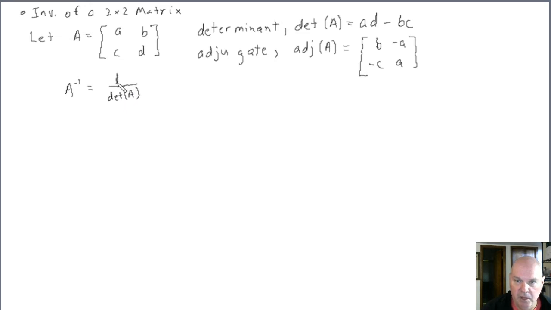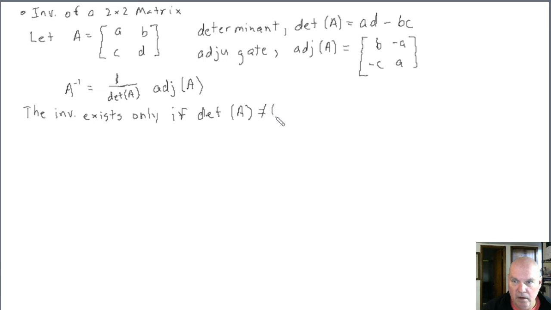So again, this would just be a number times the adjoint matrix. So the result is a matrix. Now, I should point out here that the inverse exists. I'll write this down actually. The inverse exists only if the determinant of the matrix is not equal to 0.